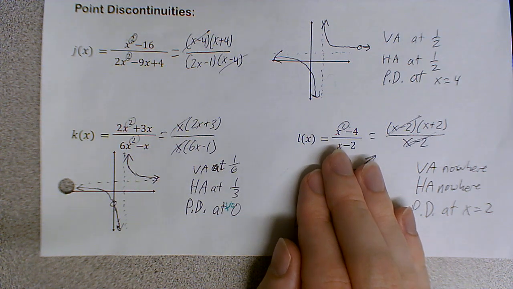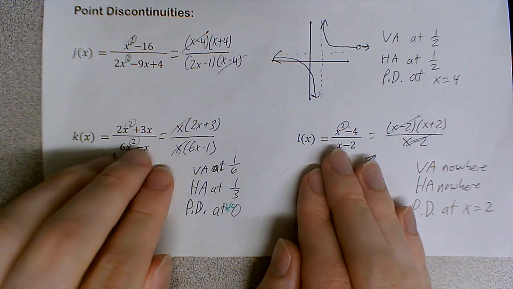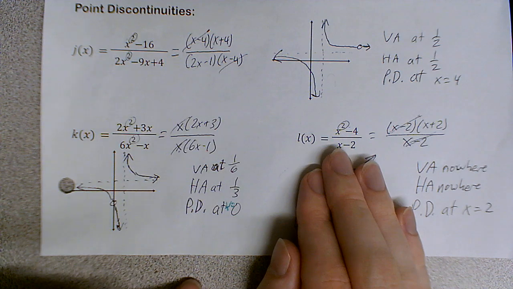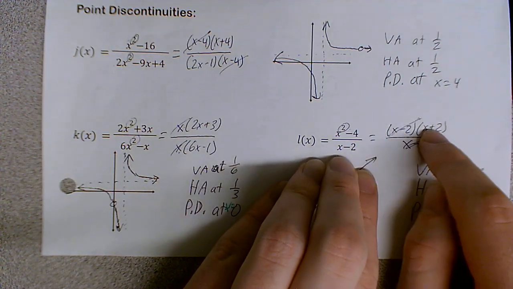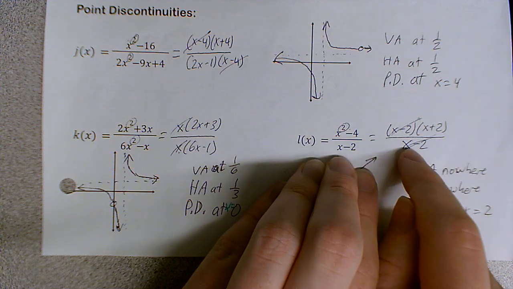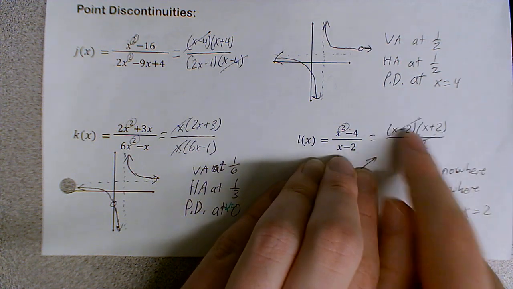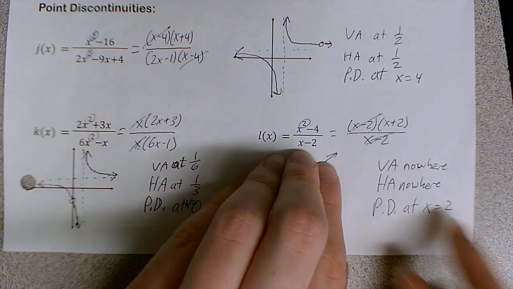At x equals 0, and it creates this swoop like this. For the second one, the numerator factors out using difference of squares into x minus 2 and x plus 2. The denominator stays x minus 2. That causes it to cancel out, which causes a point discontinuity at x equals 2.